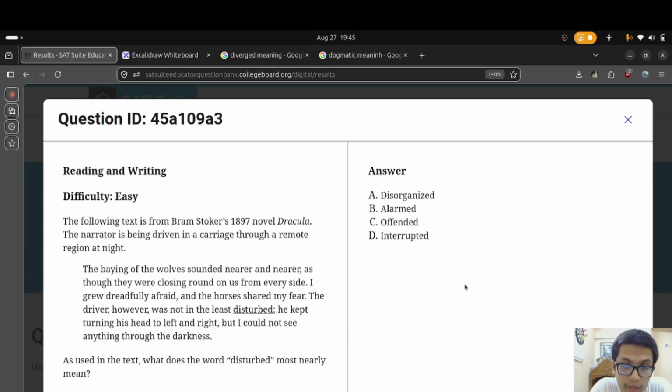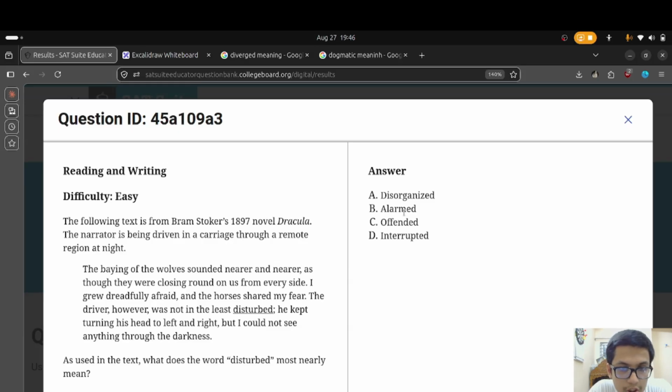Here, disturbed means the driver was not nervous. Okay, least disturbed or nervous. Now what can we say here? The driver was not interrupted? No, there is no interrupting of the driver. The driver was not offended? No, it did not say the driver was offended. Was not the least disturbed. He kept turning left to right.